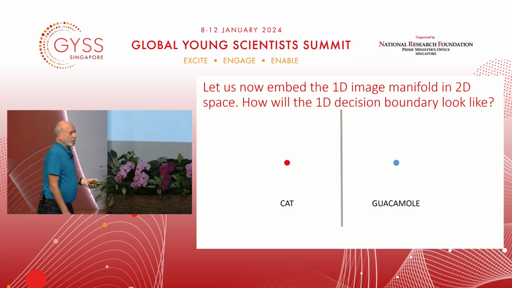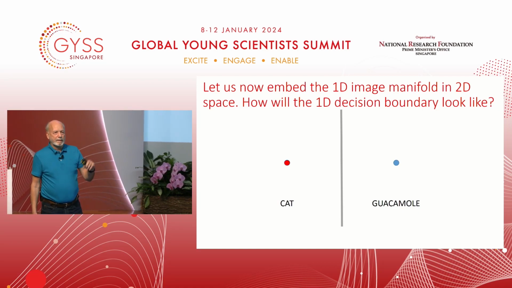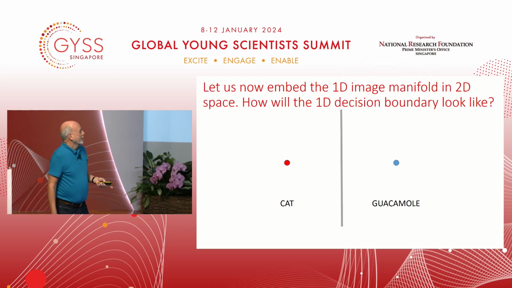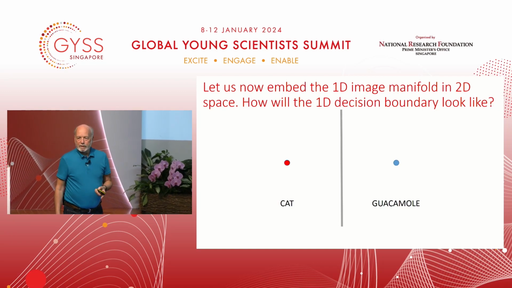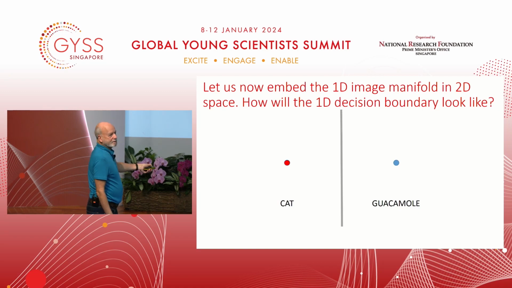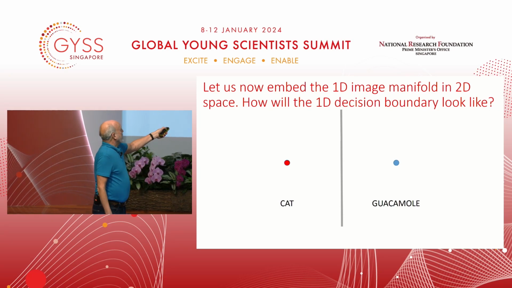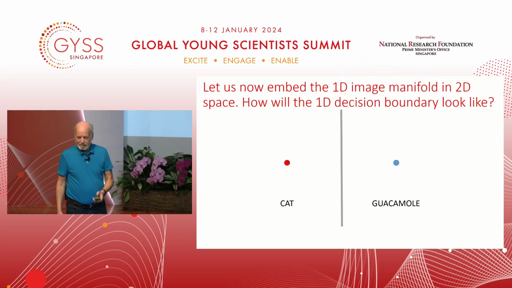Okay? So what do you expect in a two-dimensional input space where only one of the dimensions matters and the other one doesn't matter? How do you expect the decision boundary to look? You say, okay, because the vertical direction doesn't matter, I'll have a vertical decision boundary. It is n-1 dimensional, namely a one-dimensional line. Everything on the left side is called a cat, everything on the right side is called guacamole, right? Wrong. That's not what's happening.